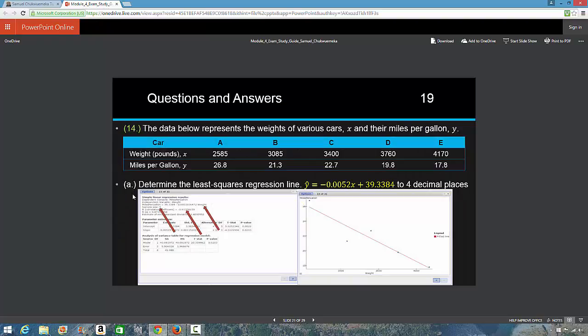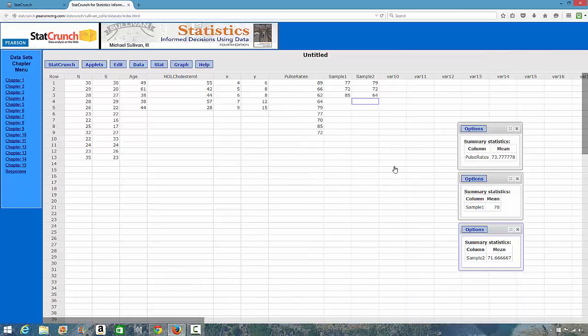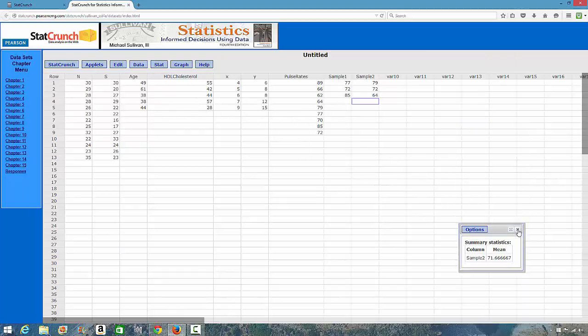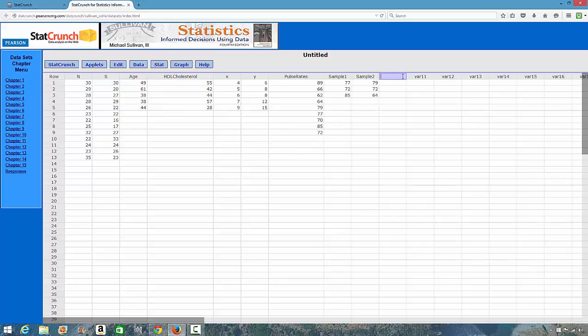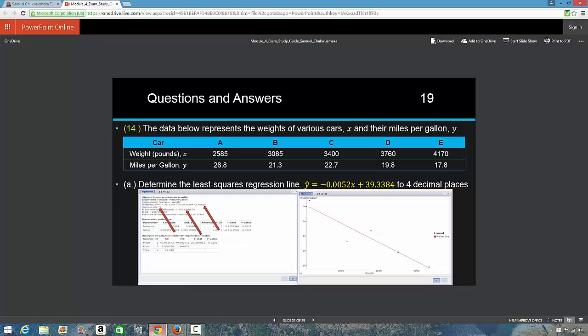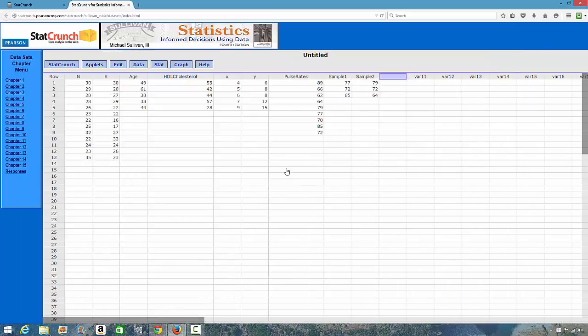Question 14. We have this data. Find the least squares regression line. That's the same thing we do. Let's delete these results. The data is the weight of cars and miles per gallon. Somebody wants to do research to see whether there is a relationship between the weights of cars and their miles per gallon. So we put weight here, and then miles per gallon.